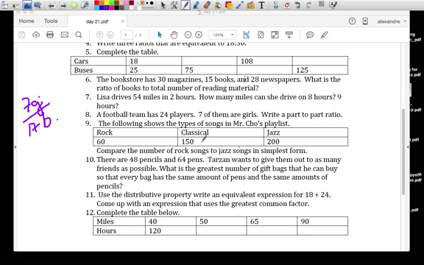Compare the number of rock songs to jazz songs. There are 60 rock songs to 200 jazz songs. And you can simplify that if they ask you. If not, this is completely fine.